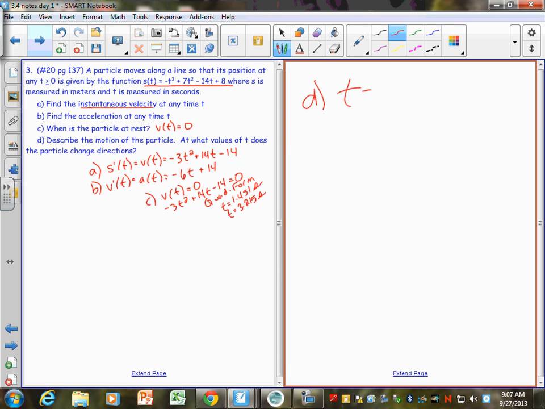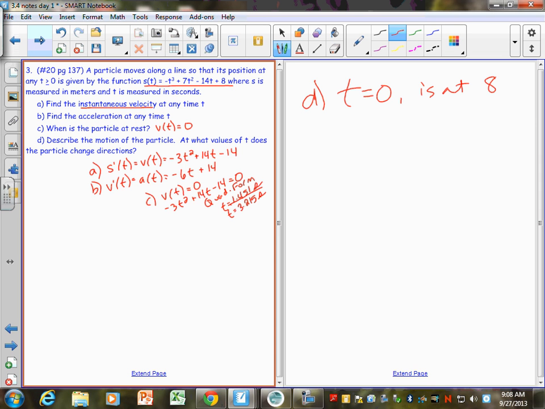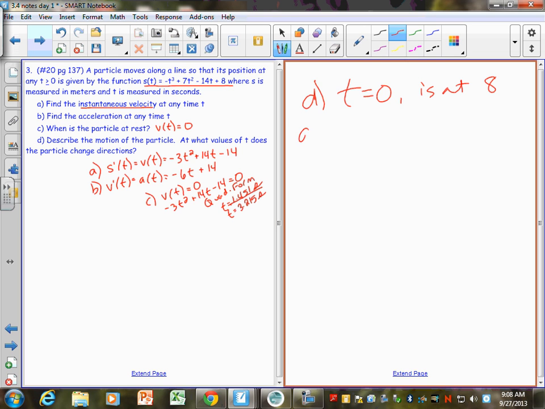If I plugged in 0 to that original function, where would my particle start? This one, not the velocity. If I plugged in 0, I would get 8. Do you agree with that? So I could say at time t equals 0, the particle is at 8, or it starts at 8. And it keeps going until it stops at 1.451 seconds. So I could say it is at 8 and goes until time equals 1.451.